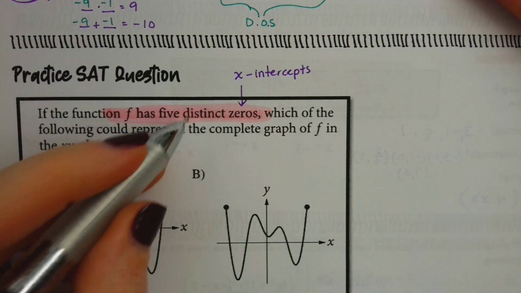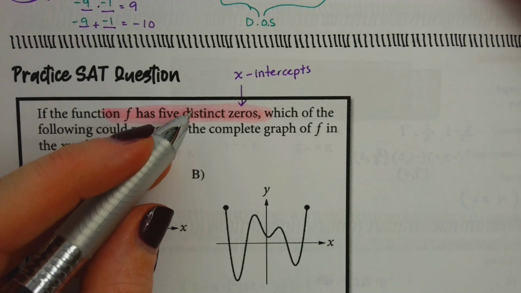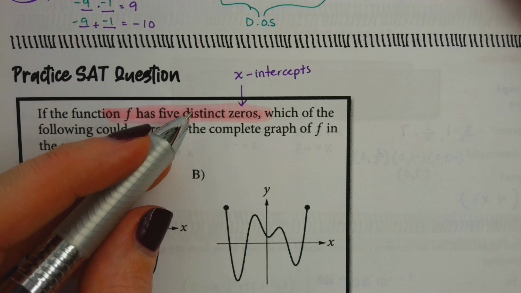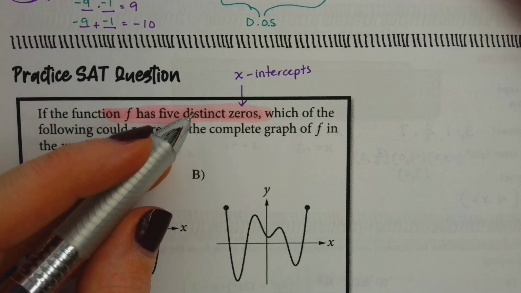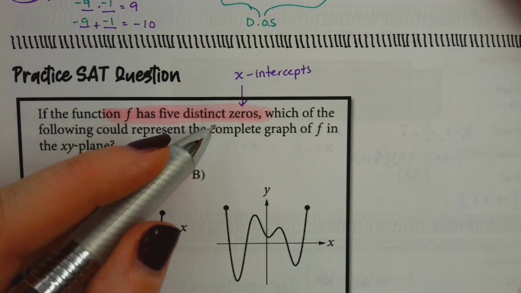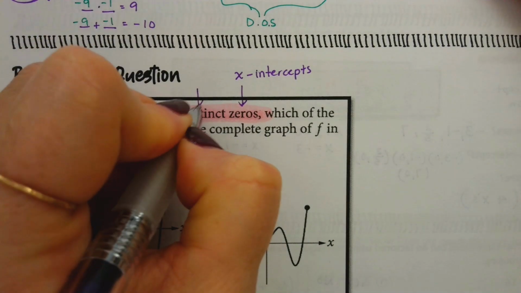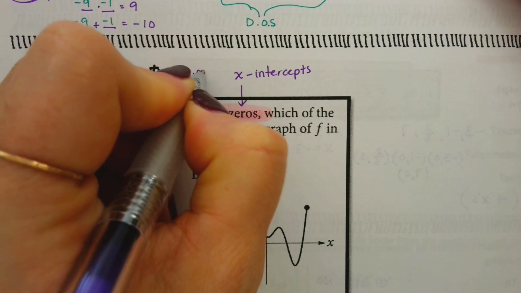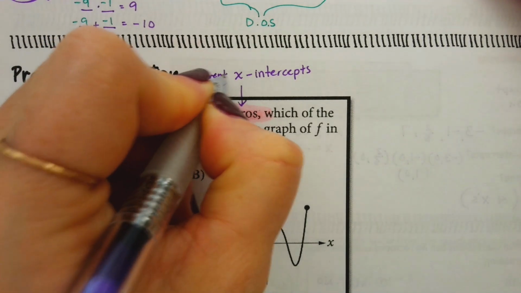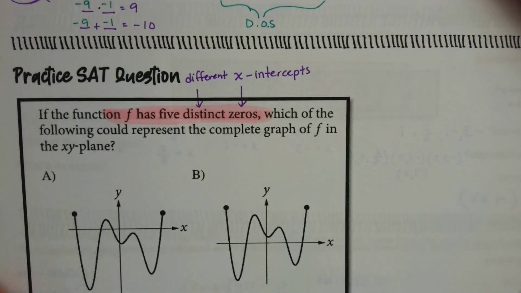Now, what does distinct mean? Distinct is the key word on this. Clear, definitely clear. What else? Different, that's the word. 5 different x-intercepts. Not 5 of the same, 5 different ones.